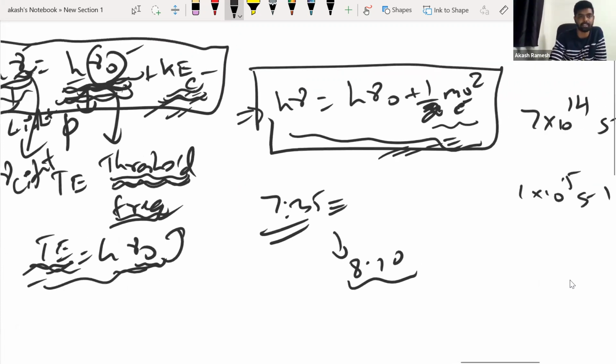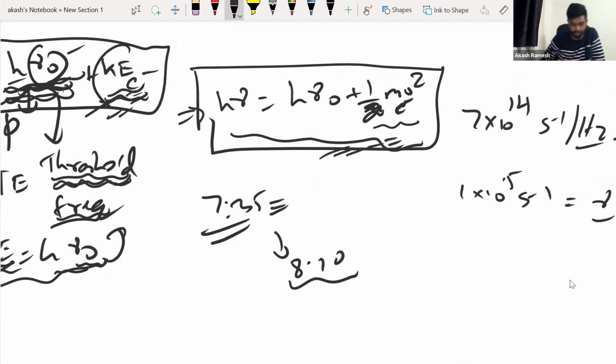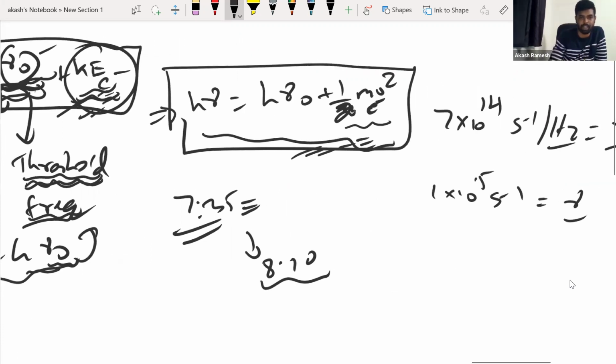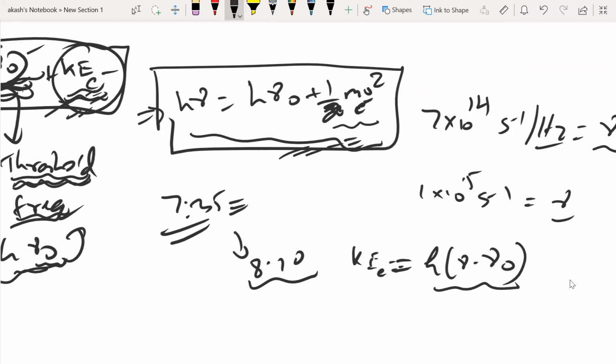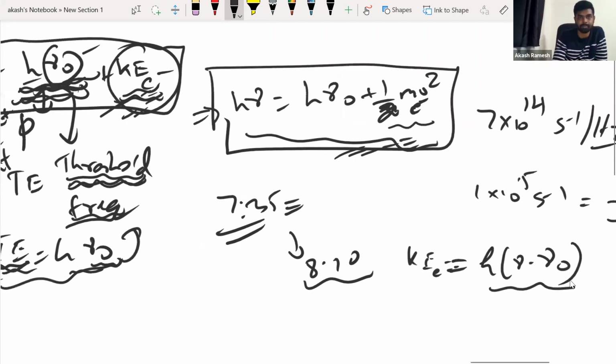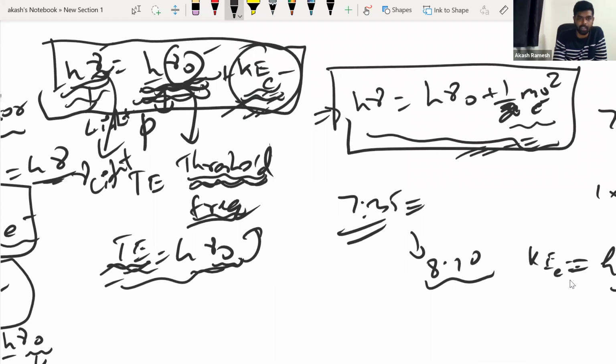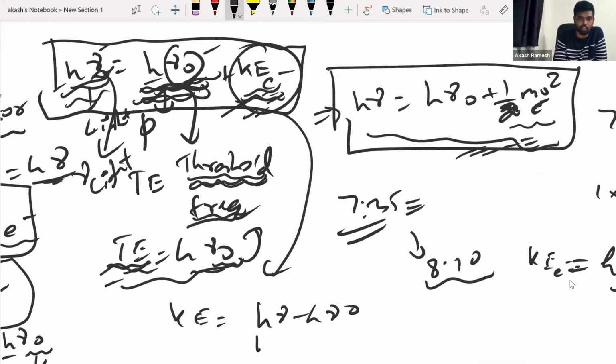Right? All I have to find is this kinetic energy value. That's all I have to find. So I can rewrite the equation like this: kinetic energy of the electron is H into nu minus nu naught. So from this equation, I'll get KE equal to H nu minus H nu naught. You can take H common out, so it will be H into nu minus nu naught.